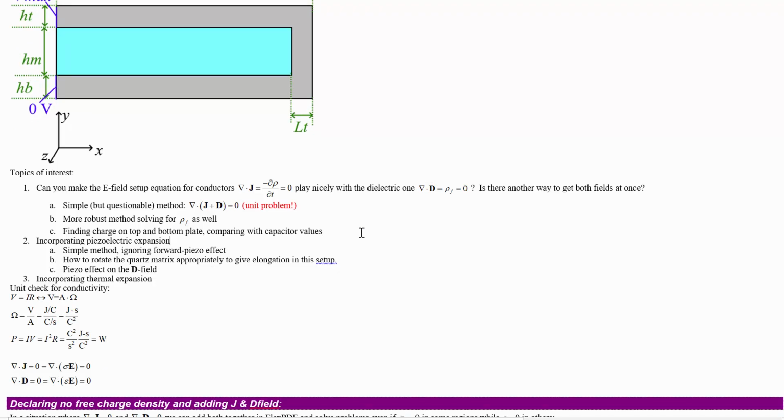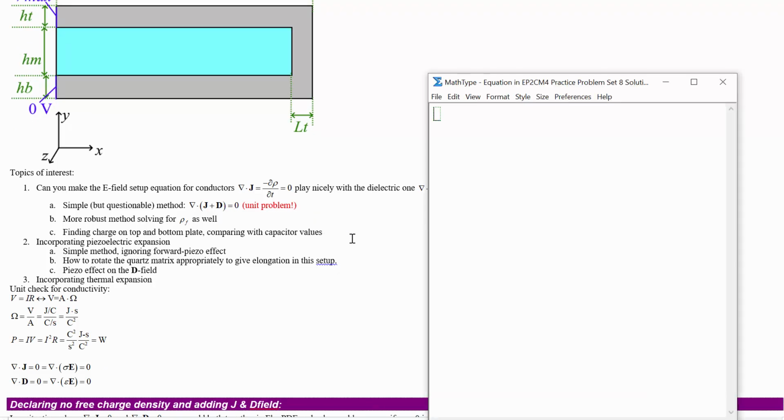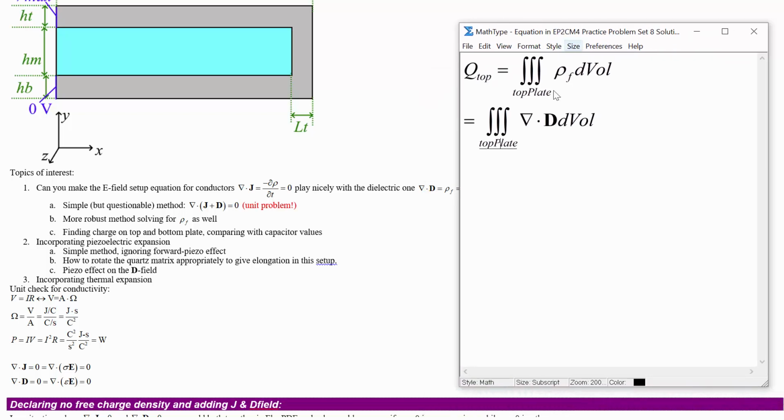Now, the D field divergence is supposed to be equal to the charge density. So that means that we should be able to say that the total charge, maybe on the top plate, would be equal to the integral of the charge density over the top plate with respect to volume. And this is equal to the integral of the divergence of D over that same top plate. And that is, by the divergence theorem, equal to the outward flux of D over the boundary of that top plate.